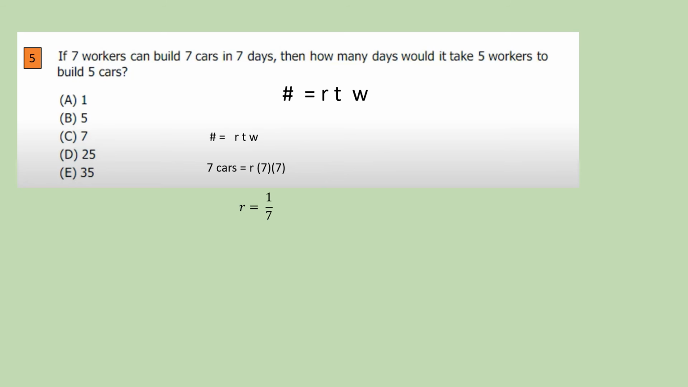How many days would it take 5 workers to build 5 cars? So 5 workers and 5 cars. For the same equation, I plug in the number of cars as 5, and since I already have the rate as 1/7, and it says 5 workers, I can find the number of days t. Solving for t, I get t equal to 7. So my answer is C.